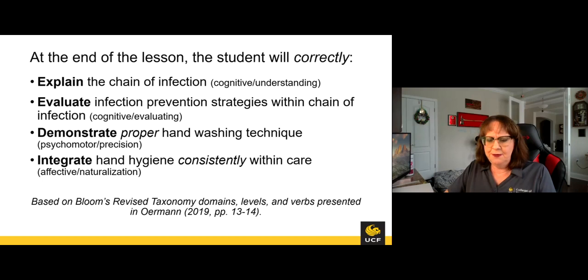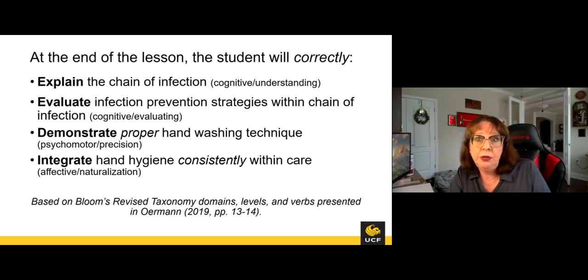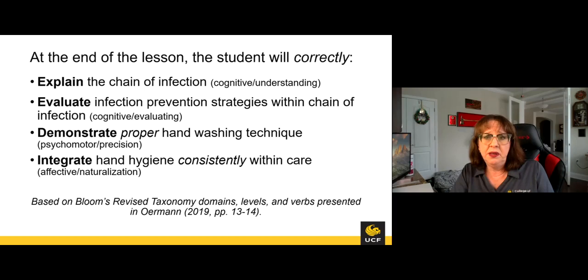Another way of doing it would be the ABCD method. So audience, I've specifically put at the very top, the student will. The behavior, again, are my action verbs. The condition, I put that at the end of the lesson, the end of the module, or by the end of the unit. And then the degree, that is what's in italics, how I am measuring it. How good do they need to do this? Do they need to do it sort of correctly? Do they need to complete hand hygiene most of the time when it's appropriate?